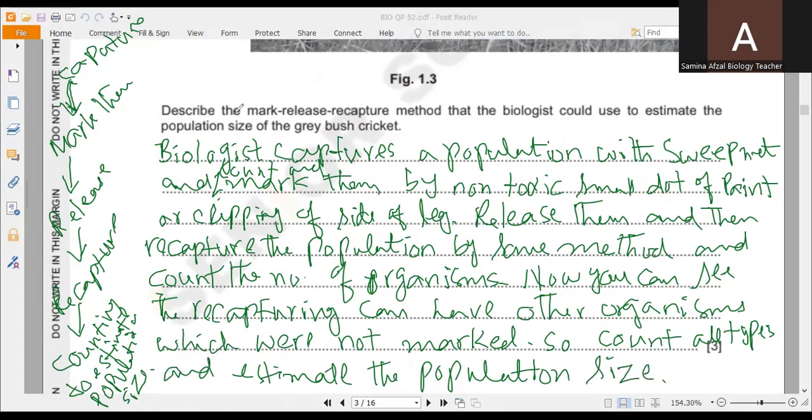Students, this is very obvious. When they recapture these bush crickets, some of them which were already marked can change the area, so they are not present in the same area, or they will recapture organisms which were not marked, which were new in that area, or there can be some other types of organisms which do not belong to this species. They can be some other insect species. So these are the very simple methods which can be adopted by the scientist.